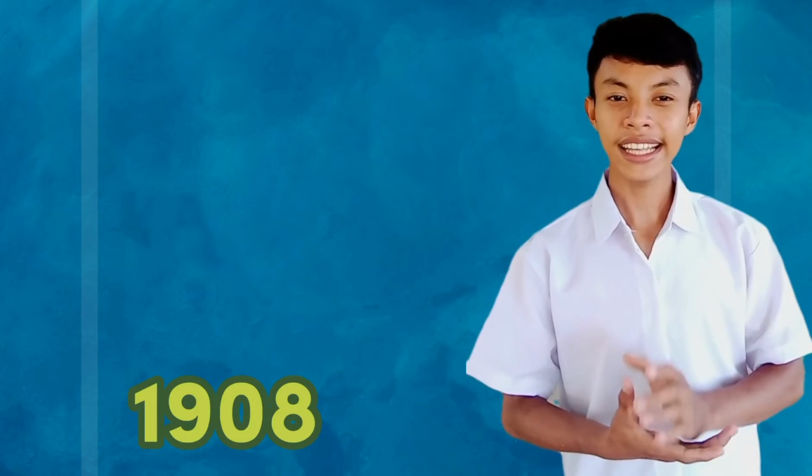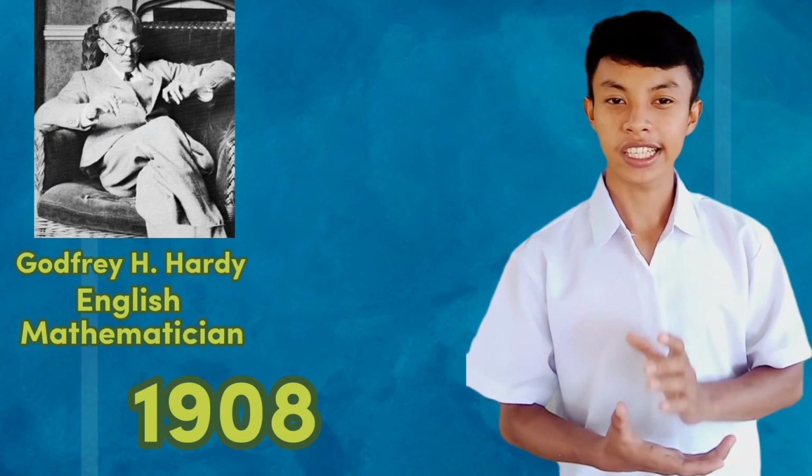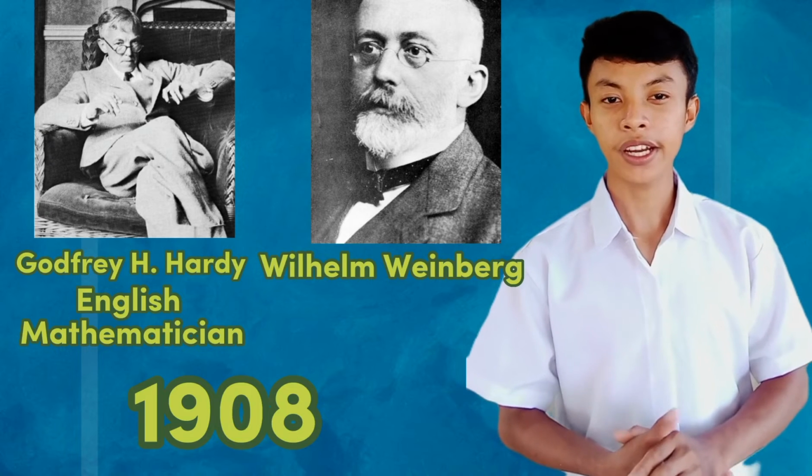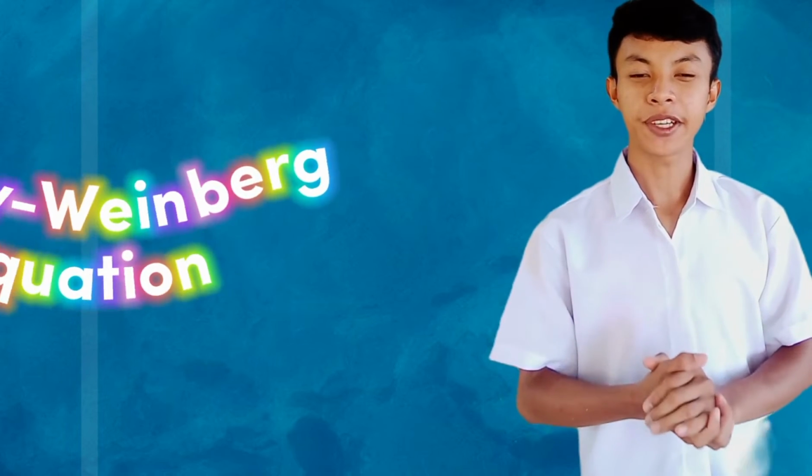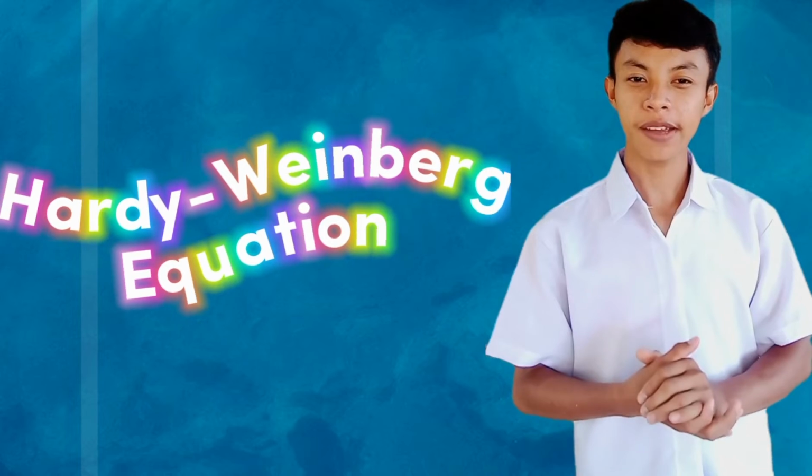Luckily, we have two scientists to thank. In 1908, Godfrey H. Hardy, an English mathematician, and Wilhelm Weinberg, a German physician, independently worked out the mathematical relationships that related genotypes to allele frequencies, called the Hardy-Weinberg principles, a crucial concept in population genetics.